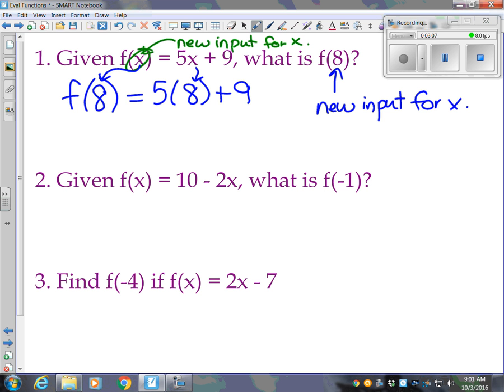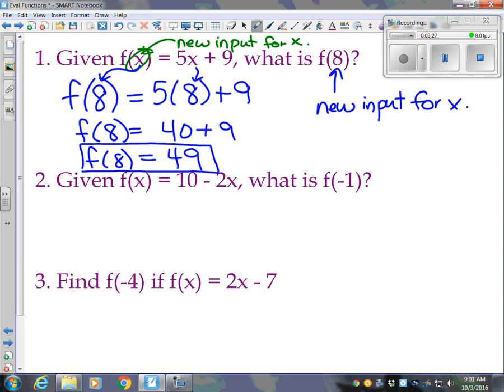It's a new label. We're not doing anything that we haven't done before. We have put numbers in for x in the past. Okay. So the function with 8 in it is going to equal 5 times 8, which is 40. 40 plus 9 becomes what? 49. So the function with an 8 in it gives me an answer equal to 49. This is a new label. What happens is this gives you a new input. And this basically tells you what your answer is, or your output.